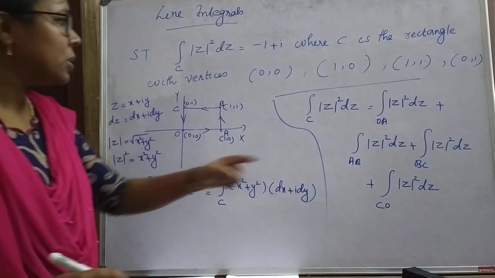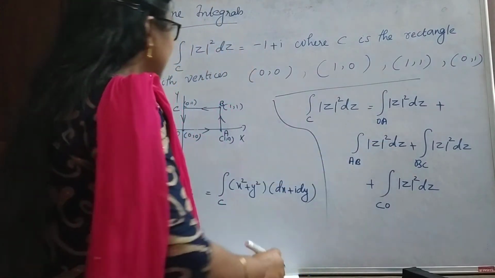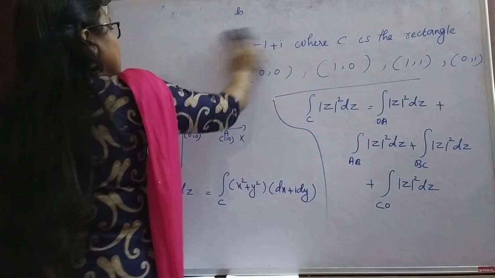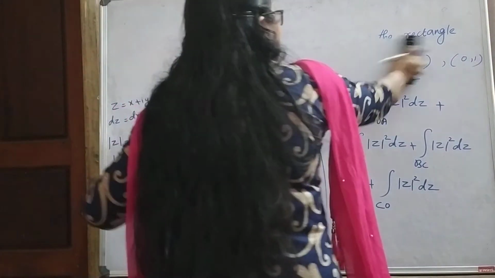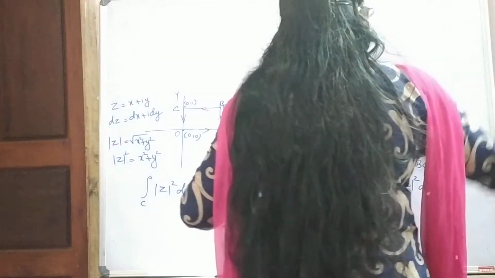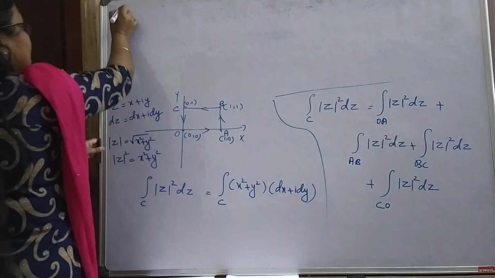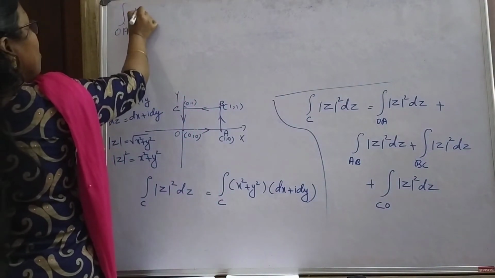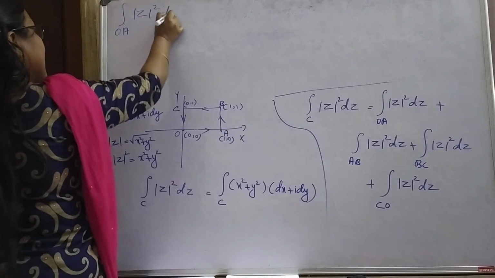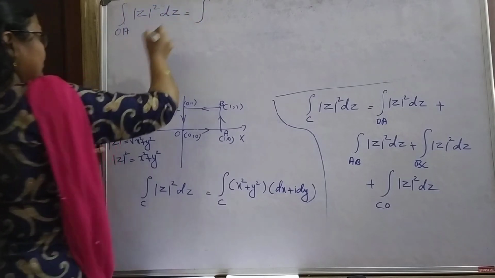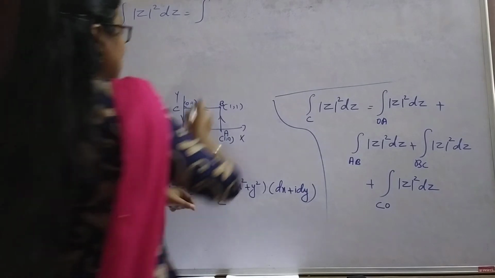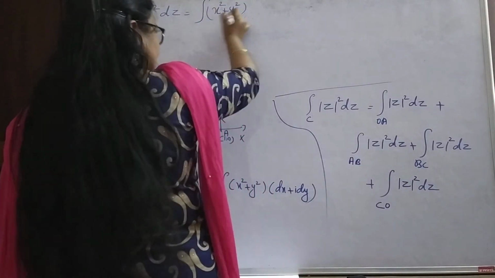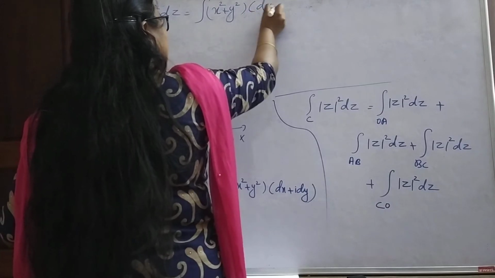Now we have to do these four integrations. First, we have to find the integral along OA of mod z square dz. Mod z square is x square plus y square, and dz is dx plus i dy.